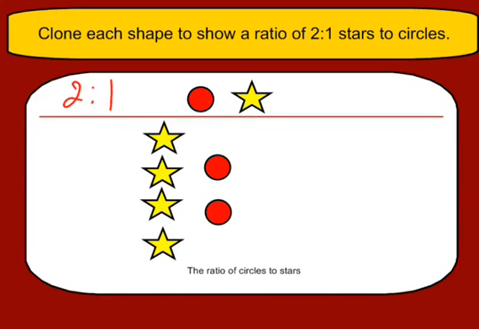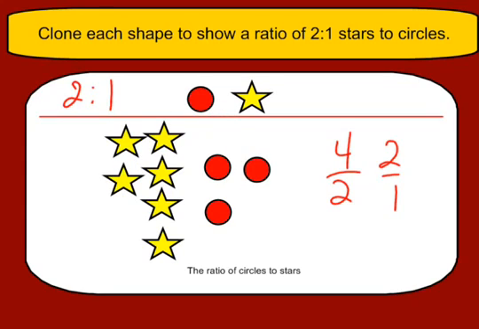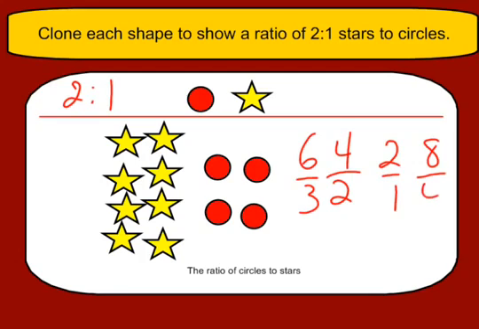that's a 2 to 1 ratio. I have 4 stars for every 2 circles. Well, that simplifies to 2 to 1. I could also do 6 to 3. That's a ratio of 2 to 1. I could even do, I'll do one more here, I could do 8 to 4. All of these are equivalent ratios. If I simplified these 3 ratios, they would all simplify to 2 to 1. So when asked to do a representation of 2 to 1, these would all be correct.